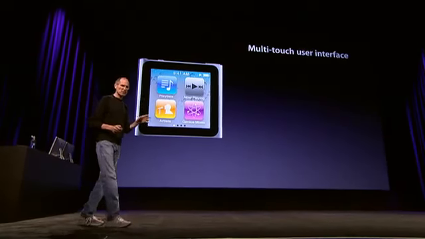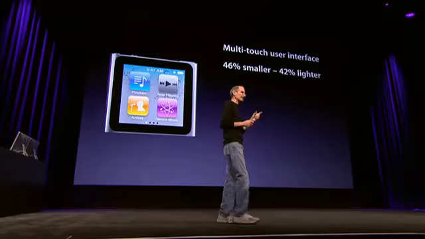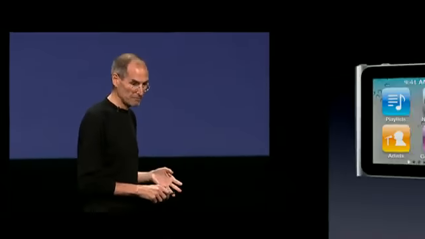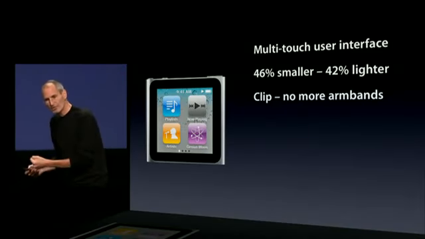Multi-touch user interface. It's 46% smaller and 42% lighter. In other words, it's almost half as small and almost half as light as its predecessor. That doesn't happen too often. It's got a clip, so no more armbands when you want to use it for athletics.